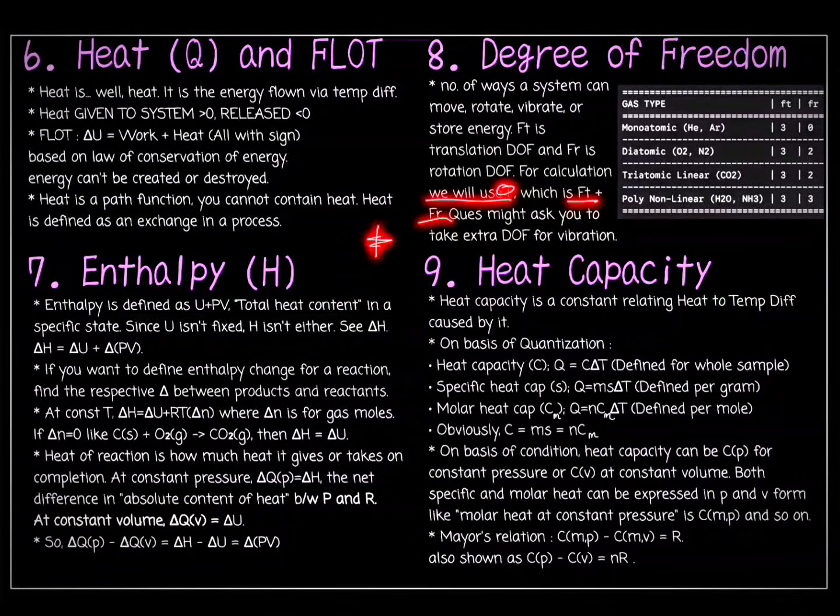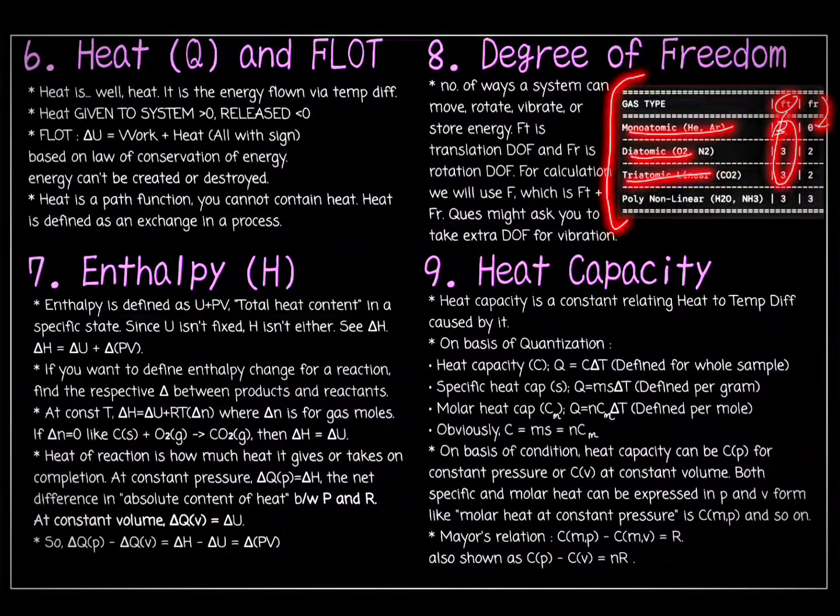And in some cases, the system can vibrate as well, which can make extra degrees of freedom at higher temperatures. And the question will ask you to take extra degrees of freedom accounting for vibration, in which you have to add Ft plus Fr plus Fv, where Fv is the degrees of freedom due to vibration. Okay. So these are some cases you have to know. If the gas is monoatomic, then Ft is 3 and there's no rotational degrees of freedom. If the gas is diatomic or triatomic linear, then Ft is 3 again.